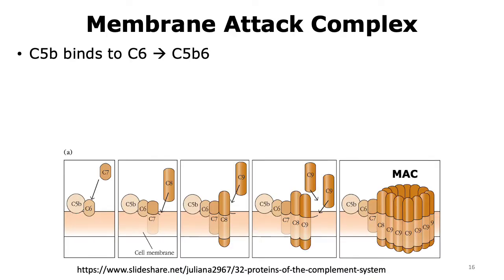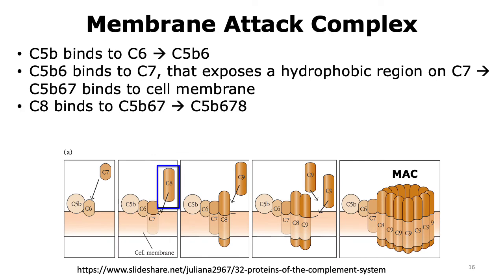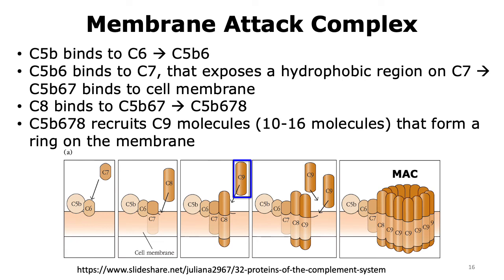Once C5b is generated, it is able to bind to another complement protein called C6. The complex of C5b6 is able to recruit another complement protein called C7, and the interaction of C7 with C5b6 is able to expose a hydrophobic region on C7, and this allows the C5b6-7 complex to be on the plasma membrane of the pathogen. They recruit another complement protein called C8, and thus we form the complex of C5b, 6, 7, and 8. This complex can recruit another complement protein called C9 to form another complex.